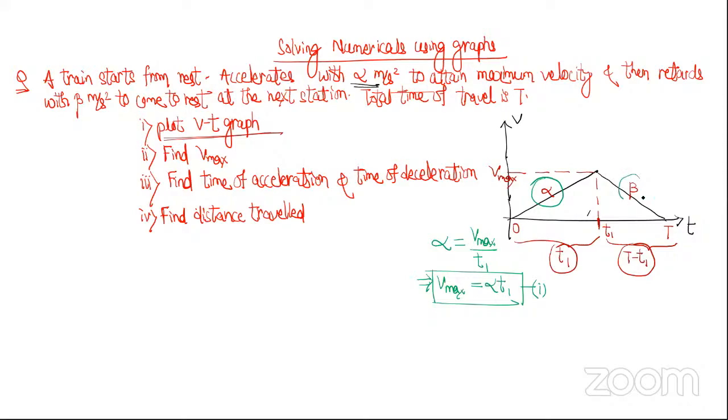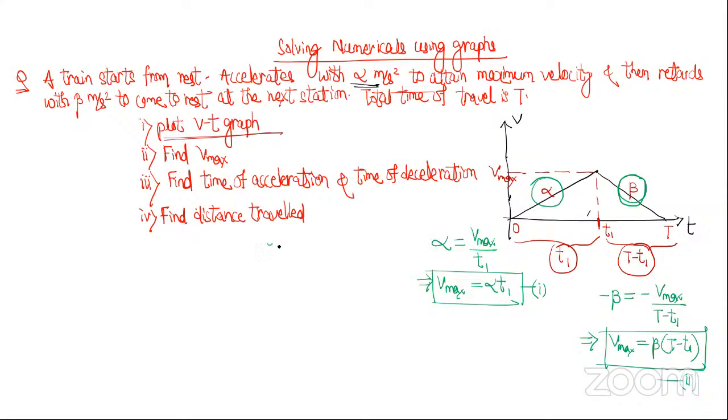अच्छा, now look at this one. Here deceleration is beta. It's like telling you know deceleration is 5 meter per second square. That means इसका स्लोप कितना? इसका स्लोप होगा माइनस बीटा. एंड माइनस बीटा इज हाउ मच? वो लाइन का स्लोप देखो कितना? माइनस Vmax by t minus t1, है ना? So from here I can get Vmax equal to beta into t minus t1. आ गया दो इक्वेशन, आ गया दोनों इक्वेशन. This is equation number 2.